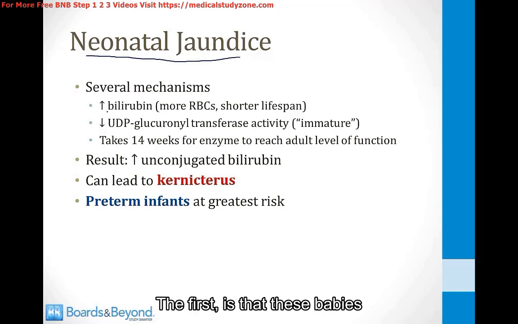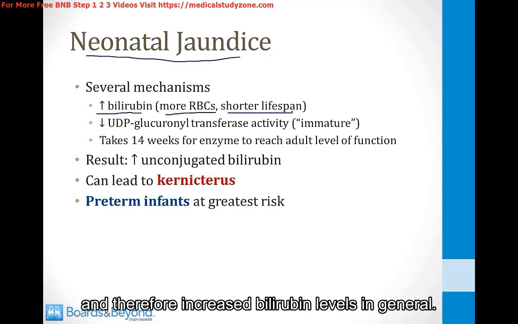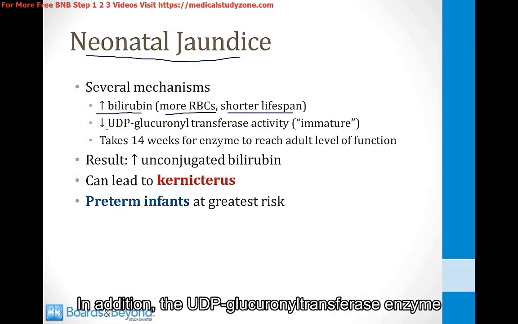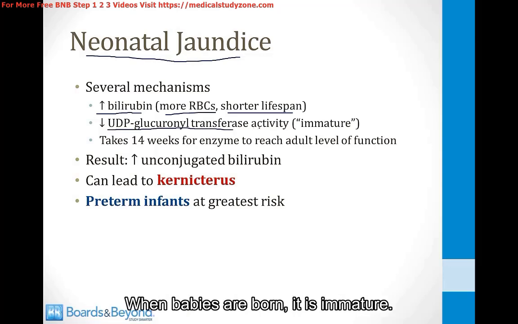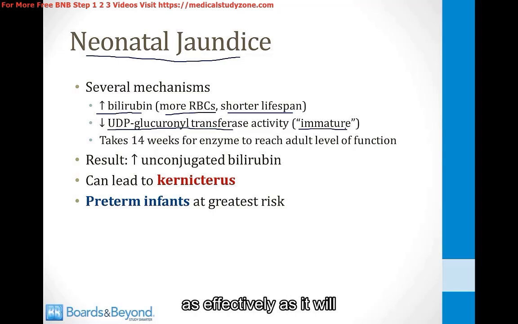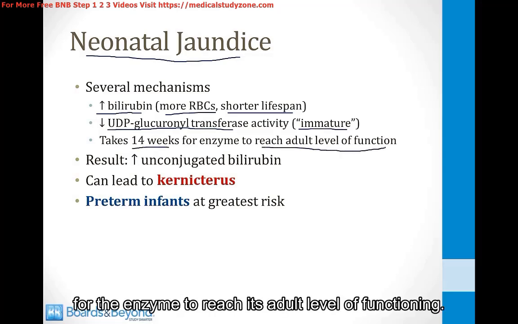The first is that these babies just have high bilirubin levels because they have more red blood cells with a shorter lifespan, so there's more turnover of heme and therefore increased bilirubin levels in general. In addition, the UDP glucuronidase transferase enzyme takes several weeks to mature. When babies are born, it is immature, so it is not able to metabolize bilirubin as effectively as it will when the baby gets a little bit older. It takes about 14 weeks for the enzyme to reach its adult level of functioning.